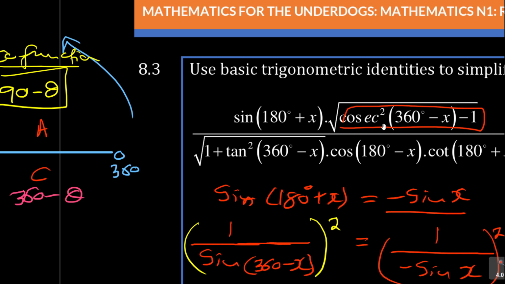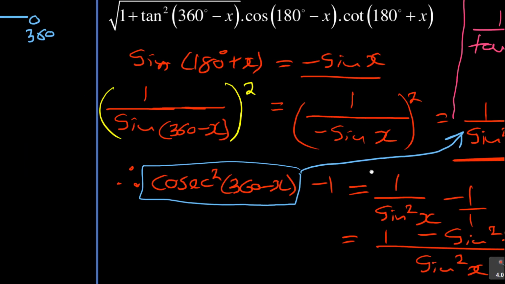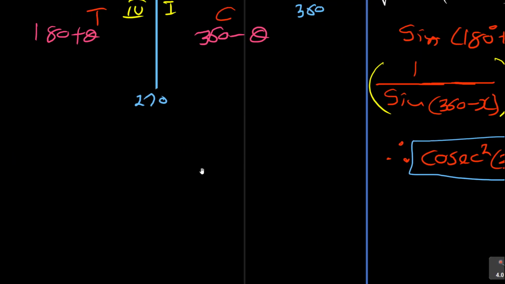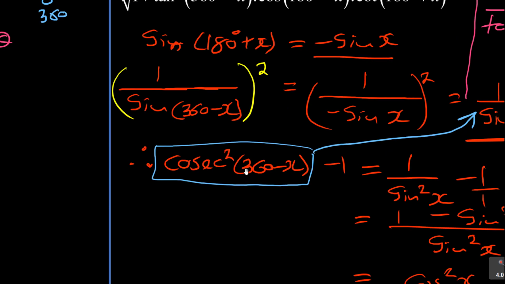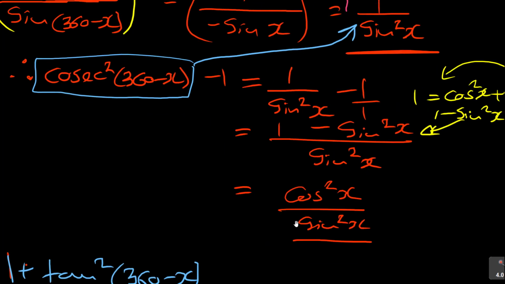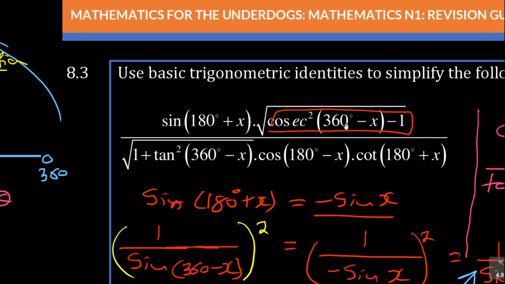So that was the first one, it became minus sine x. Then the one which was the square root of cos squared x, this minus 1, we did this to say I'll write the square root for now, but it's simplified as cos squared x over sine squared x, remember. So it became cos squared x over sine squared x. Alright, so this was this part.